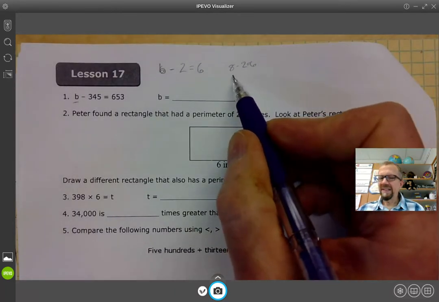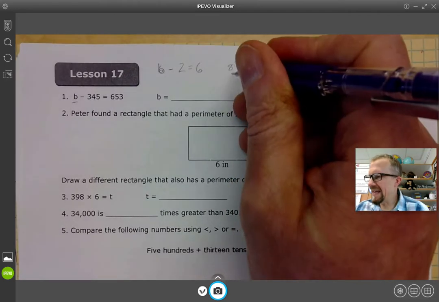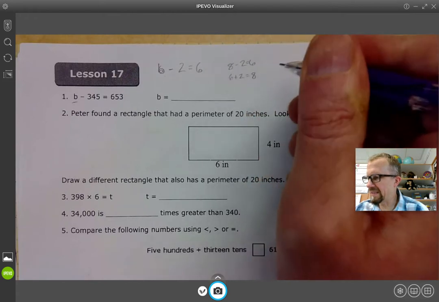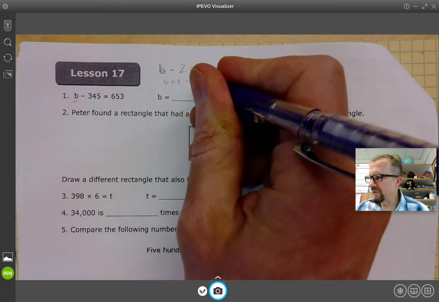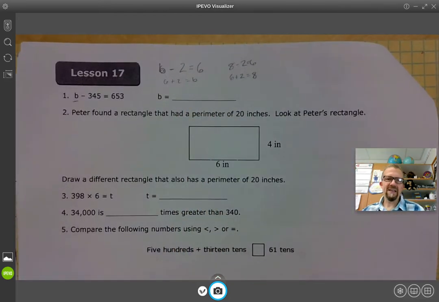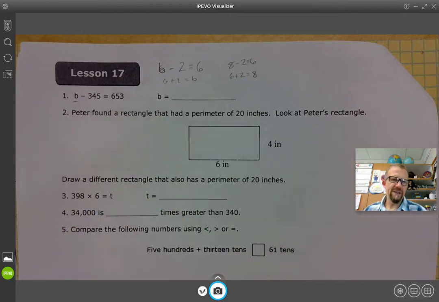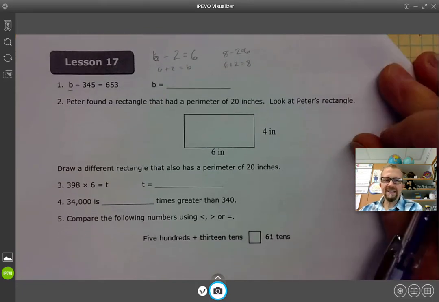So if I didn't naturally know that, I could also think that 6 plus 2 equals 8, or 6 plus 2 equals b. So there's a hint for you with how you can solve this bigger problem. What am I going to do with that 345 and that 653? This would be another good time to pause and discuss in your class.